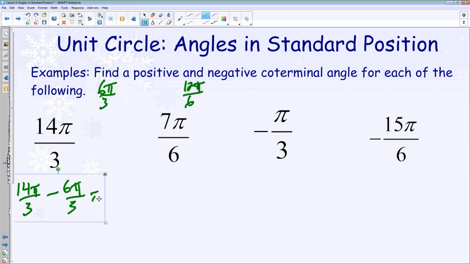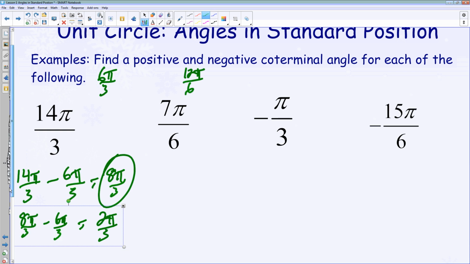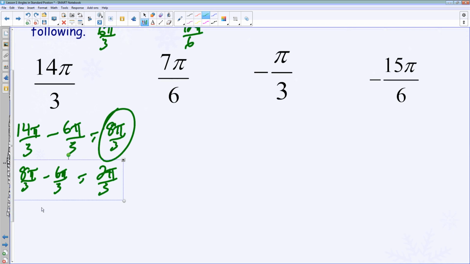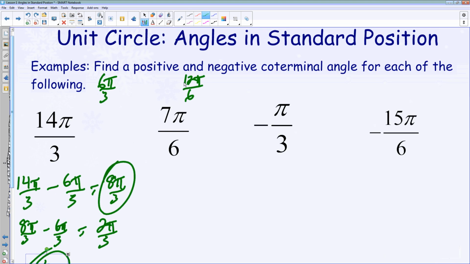And that's going to get you 8 pi over 3, which is a positive coterminal. And you can subtract again, and you're going to get 2 pi over 3, which is another positive coterminal. And then you're going to have to subtract one more time to get negative 4 pi over 3 for your negative coterminal. For your next one, you're going to add 12 pi over 6 to get 19 pi over 6, and you're going to subtract 12 pi over 6 to get negative 5 pi over 6.